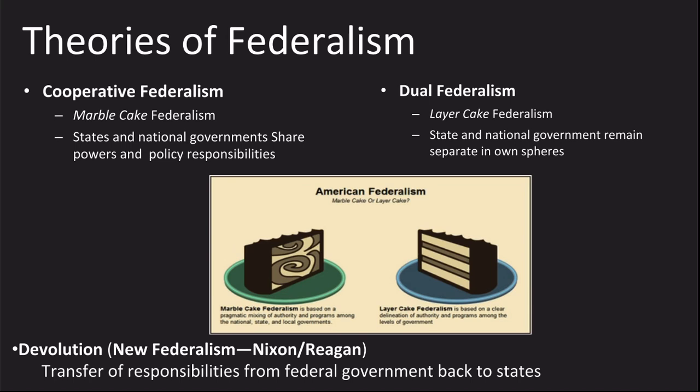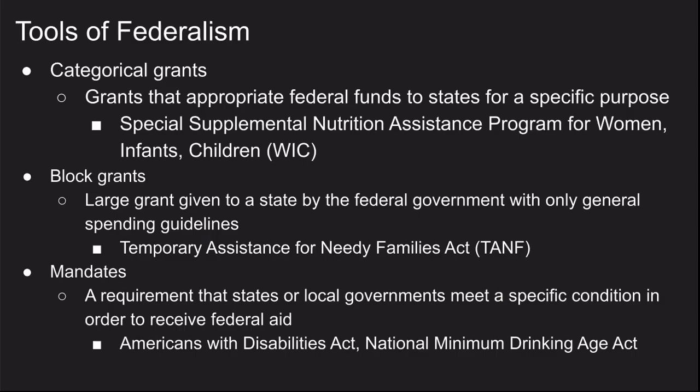Lastly, you will see devolution, also known as new federalism. This really falls under the conservative viewpoints of Richard Nixon and definitely under Ronald Reagan, where there was a big push to reverse what had happened in the early parts of the 20th century, where the federal government was given more and more power over the states. Reagan had a big push to take that federal power and delegate those powers back to the states. And we'll talk about how they did so through block grants.